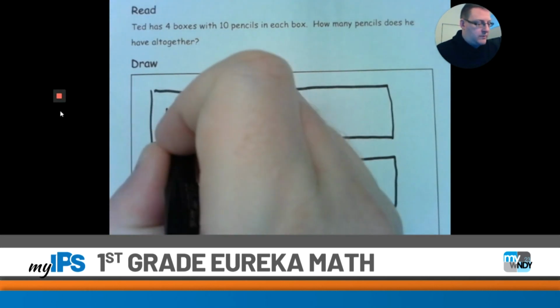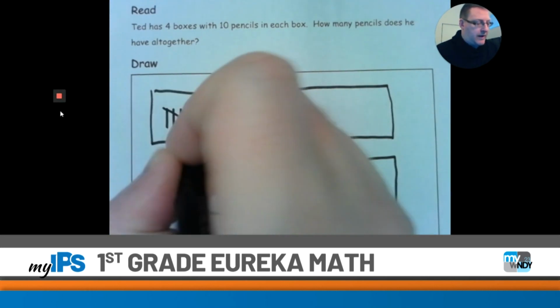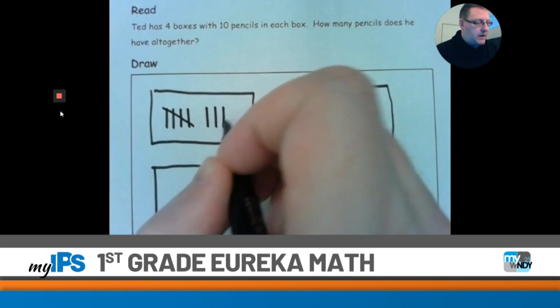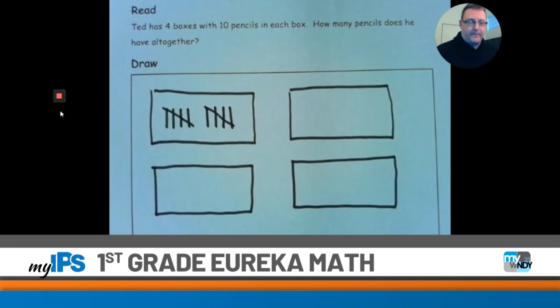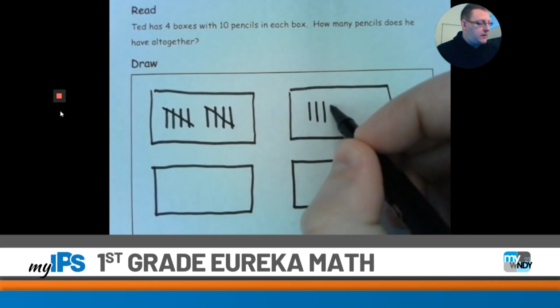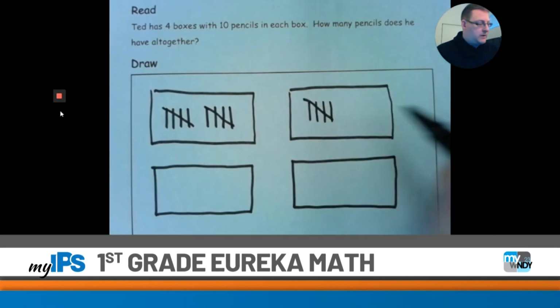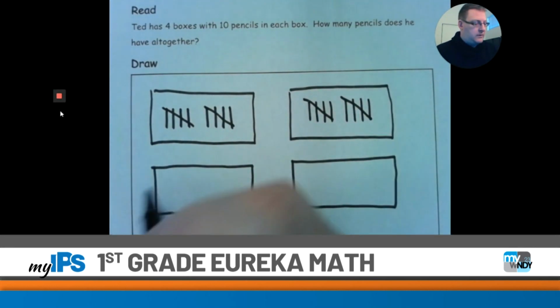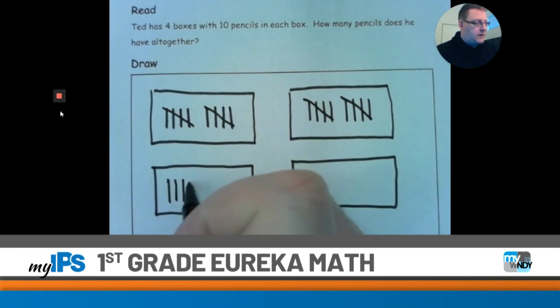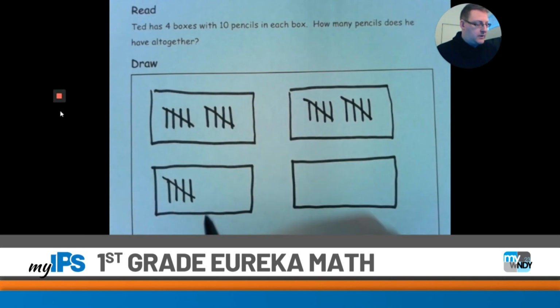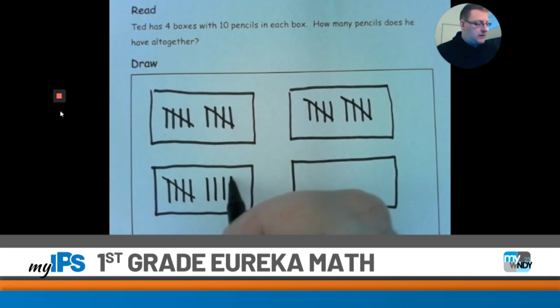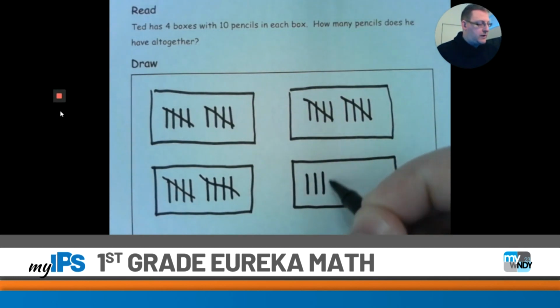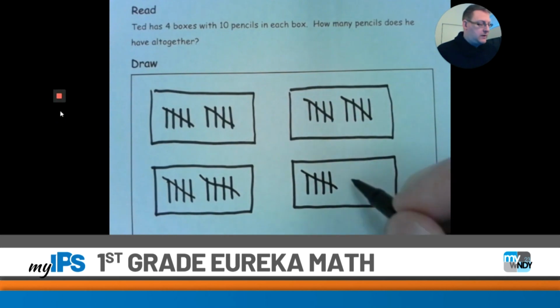1, 2, 3, 4, 5, 6, 7, 8, 9, 10. Repeating this for each of the four boxes.